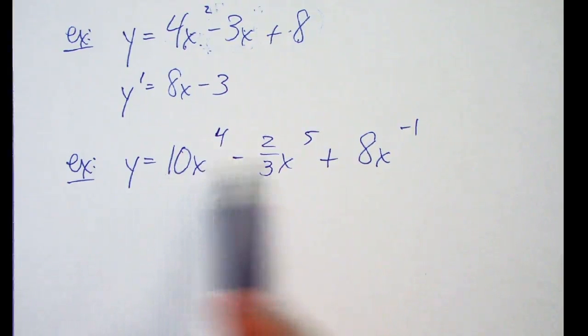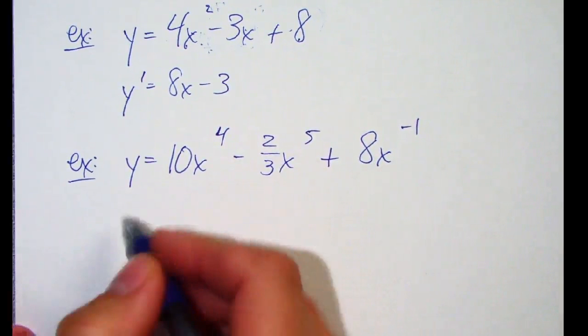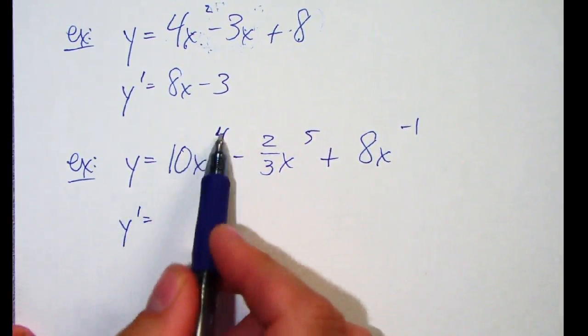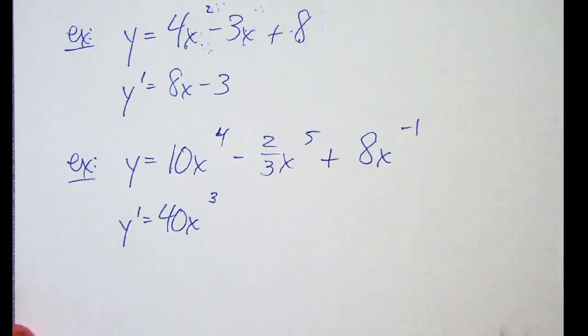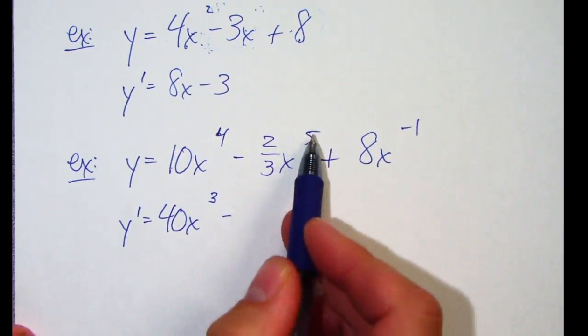So again, you've got basically three separate problems in one there. You're doing them one at a time. So the derivative here would be: bring down the 4 times 10, which is 40. Reduce the power by 1.